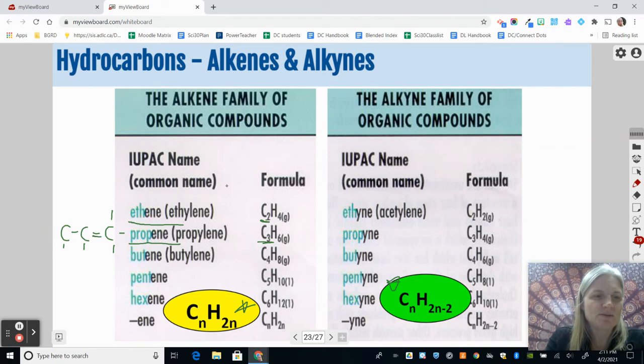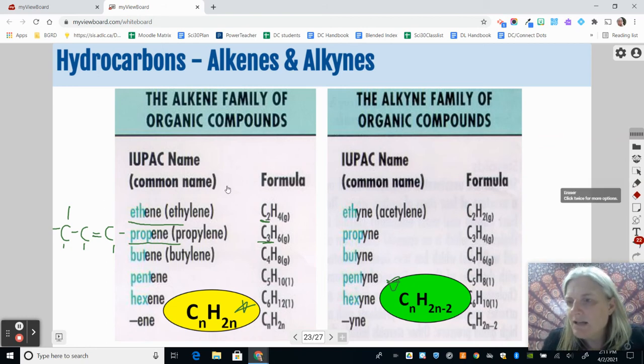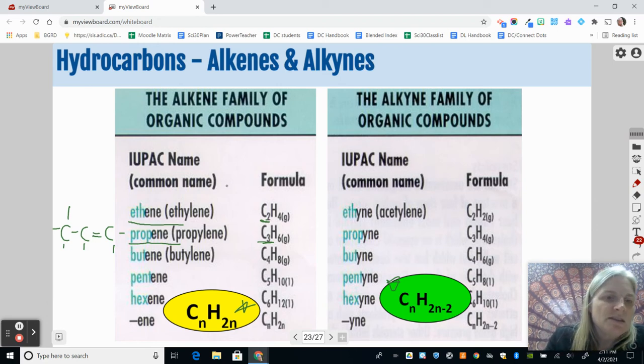Oh, I did too many, that's why. Let's just erase one of those bonds. This one's gotta go. So why did I do too many? Did anybody notice that? This carbon here has 2 bonds from the double bond, and then you can only take 2 more bonds to the hydrogens. So it can only have 2 more hydrogens on it.